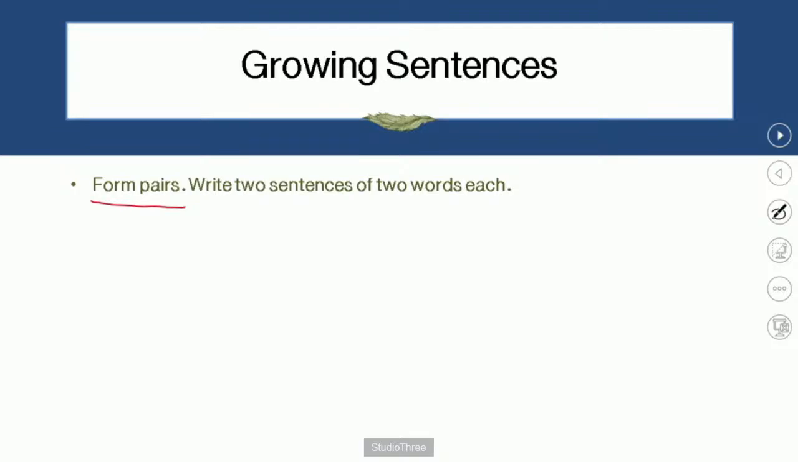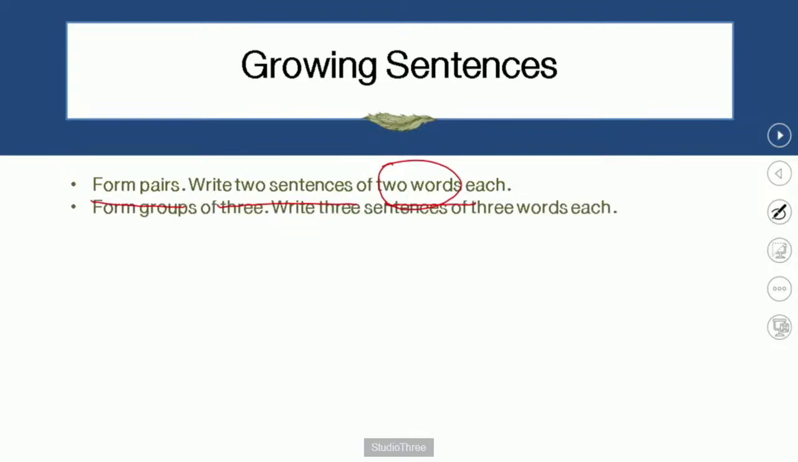Then write 2 sentences of 2 words each. This activity is very interesting. Means you have to make 2 sentences using only 2 words. Then how do you go through this activity?